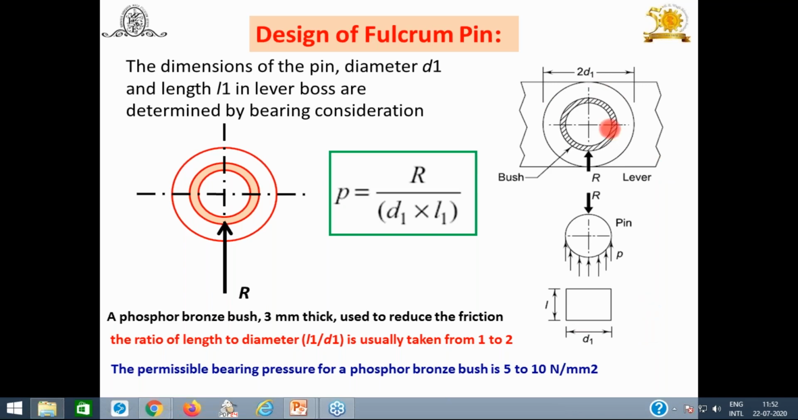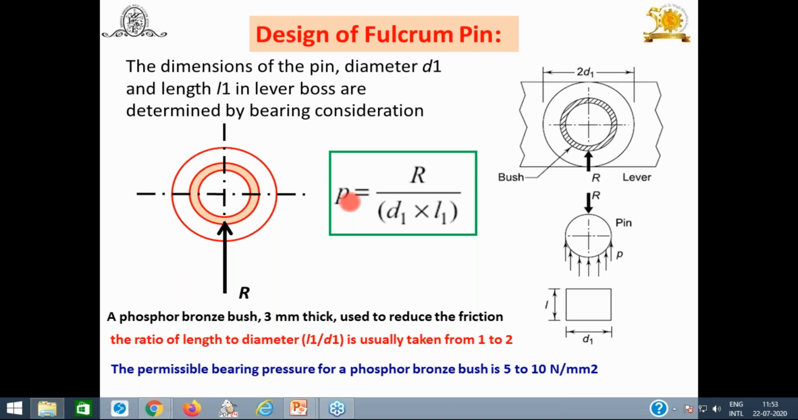I have taken it from V.B. Bhandari's book. This is the bush, then the reaction R, and the diameter of the pin is D1. If you observe from the top view, the length of the pin is L. Here L is mentioned, but we have taken L1. If the force P is acting in the downward direction, you will find the projected area that we have to consider for the bearing pressure. For that purpose, the projected area means D1 into L1.